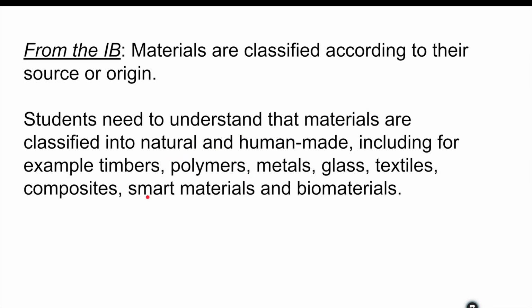Also from the IB, you need to be able to classify materials based on their source or origin. So you need to understand that materials are classified into natural and human-made, and this is including things like timbers, polymers, metals, glass, textiles, composites, smart materials, and biomaterials.